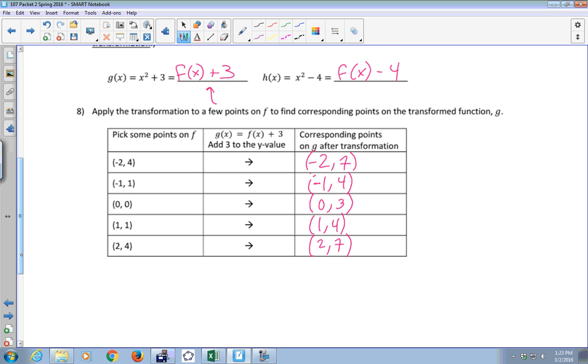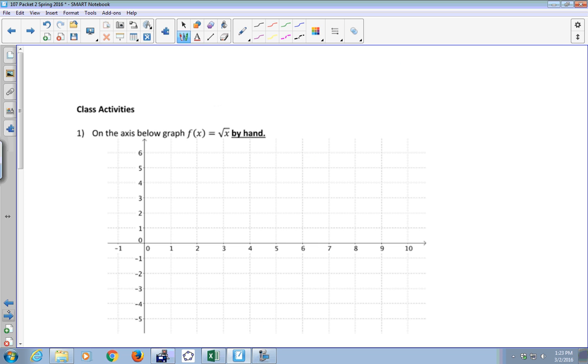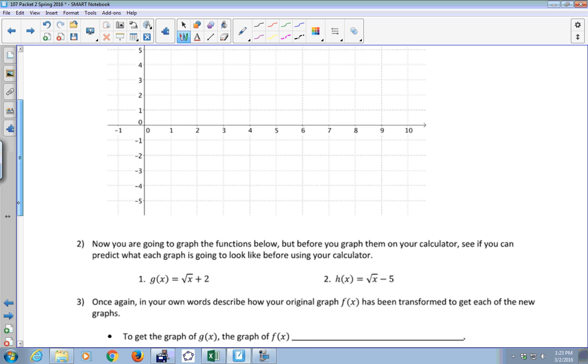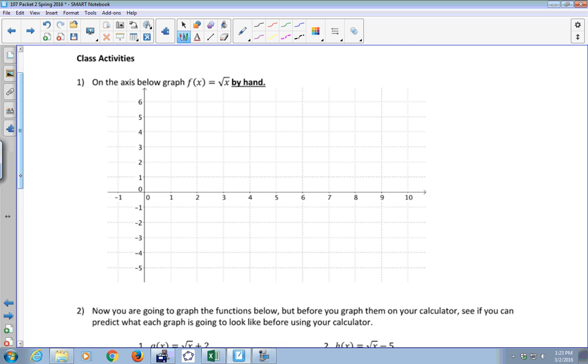Okay, so we've discussed one kind of transformation together, right? This is a vertical shift. We call this a vertical shift. I'm going to have you look at another vertical shift at the start of your class activities, and then you're also going to investigate some horizontal shifting. So the rest of the activities you're going to be working through on your own, and I will come around and help.